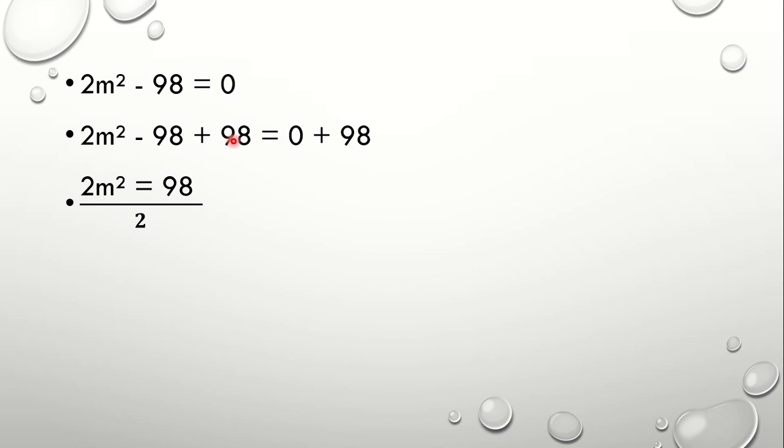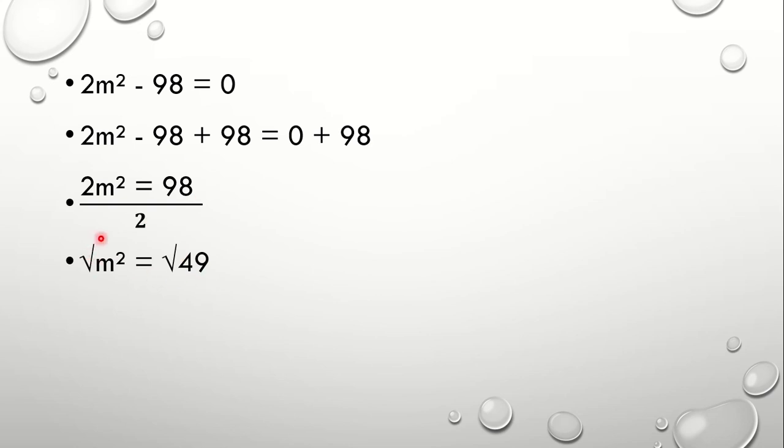So negative 98 plus 98 is already 0. 0 plus 98 equals 98. Then the next step is, since there is a numerical coefficient beside the variable m, we have to divide both sides of the equation by 2. So 2m squared divided by 2 is m squared. 98 divided by 2 is 49.